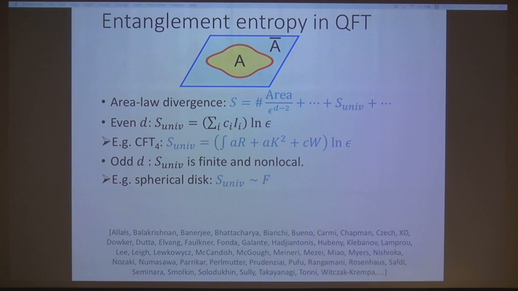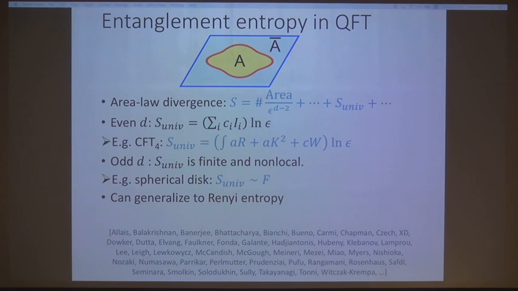In odd dimensions, the universal term is finite and non-local, so it doesn't depend on the cutoff. In a very special case where we have a CFT and the region A is a spherical disk in the space of the CFT, then the universal term is related to the free energy on the sphere of the CFT, usually called F.